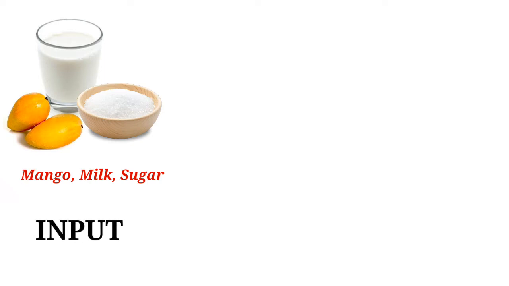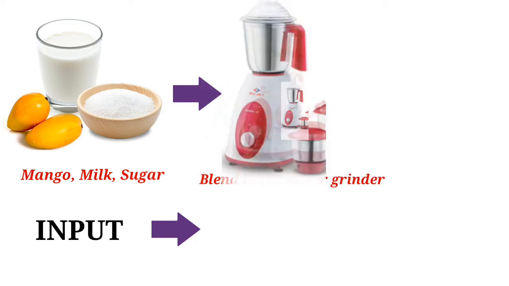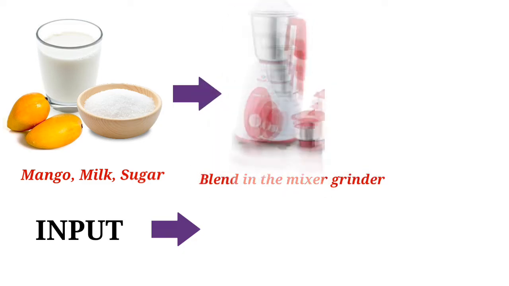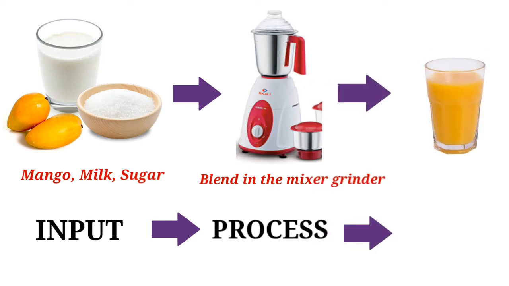First, put mango slices, sugar and milk into the mixer. It is called input. Second, start the mixer and it will mix to make the mango shake. It is process. The mango shake. Take the mango shake in a glass and serve. It is called output.